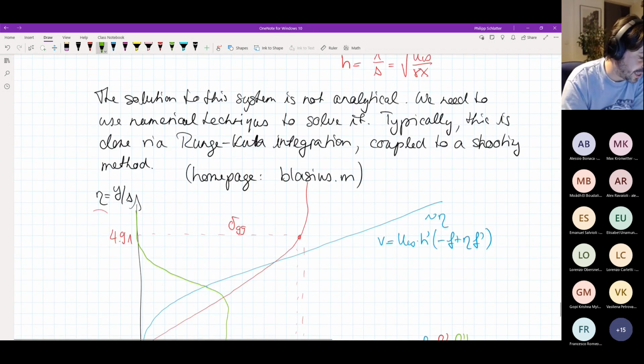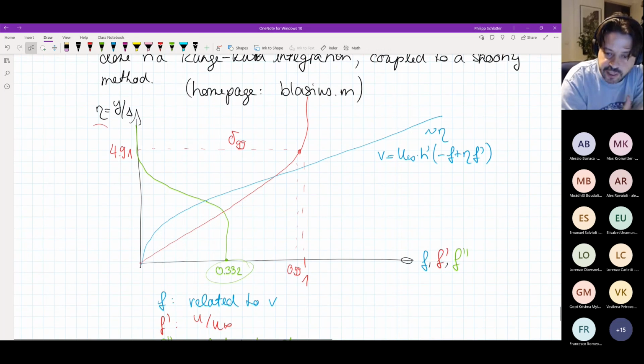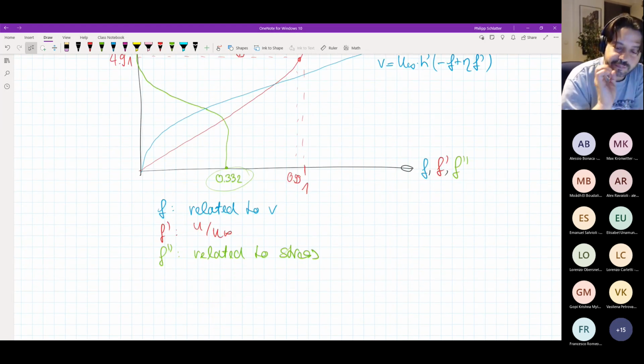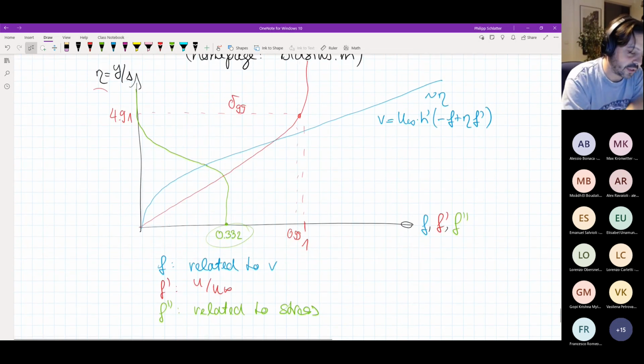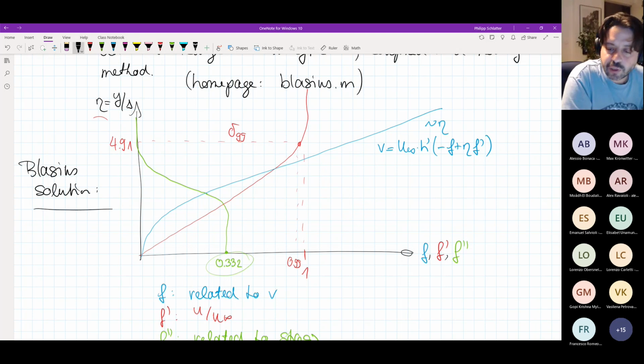For now, it's just important that you realize that the solution to this Blasius system that we have derived today looks like this. You can obtain that with MATLAB. I will share the code with you and run it together next time. If you have this, you can directly calculate your u velocity, your v velocity, and your stress, just based on this so-called Blasius solution. So let me write that: this is the Blasius solution. As I said, this is not an analytical one. We need to use numerical techniques, but it's quite well understood how to obtain accurate solutions.